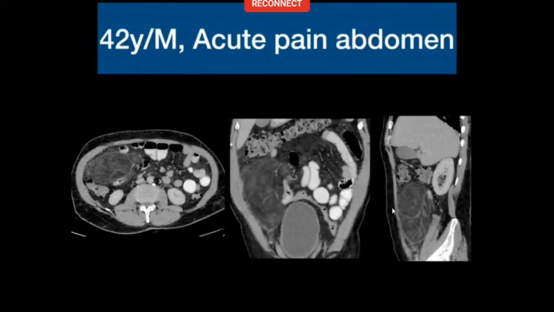42-year male patient, pain abdomen, fat density lesion, right iliac fossa. Okay. So first thing, pain abdomen. So you think of either an inflammatory lesion, or you think of an infective lesion, or you think of some kind of a vascular etiology, torsion, etc.